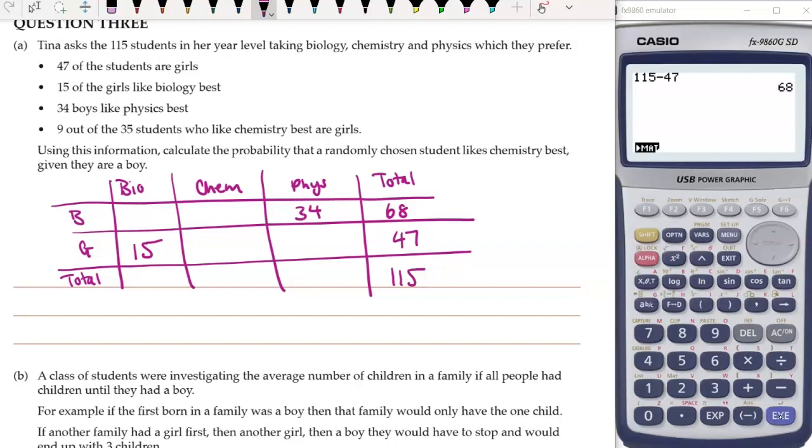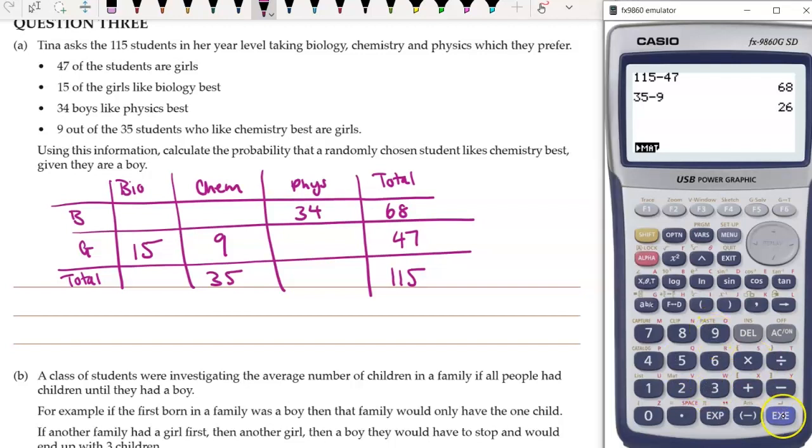9 out of the 35 students who like chemistry best are girls. So there's 35 total that like chemistry, 9 of them are girls. And we're going to work out the probability the randomly chosen student likes chemistry best given that they're a boy. So we need the 35 minus 9 gives us a 26 in that gap there.